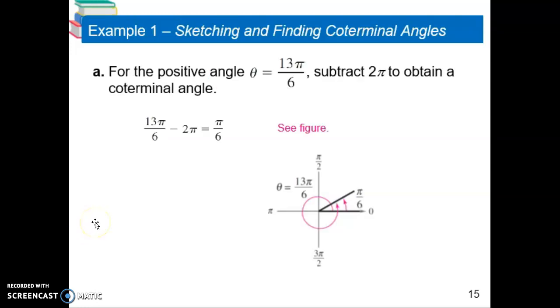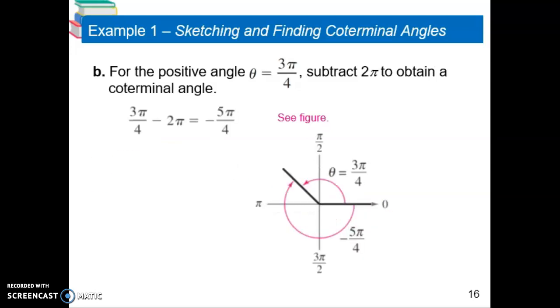Here's an example. We're given a figure of an angle. In this case, our given angle is actually 13 pi over 6. We're asked to find a coterminal angle. We can take our 13 pi over 6 and subtract 2 pi to find a coterminal angle of pi over 6.